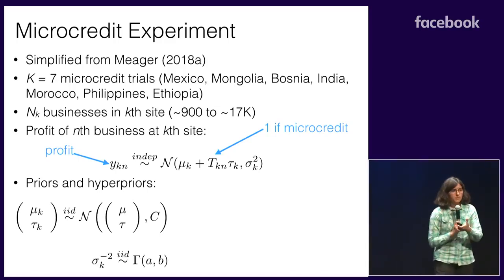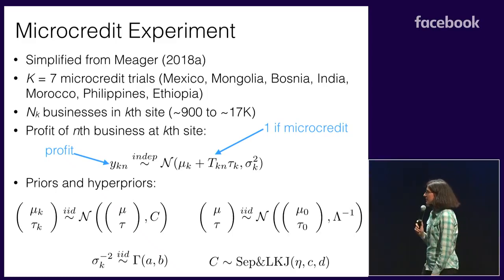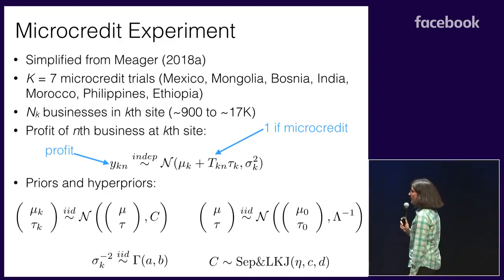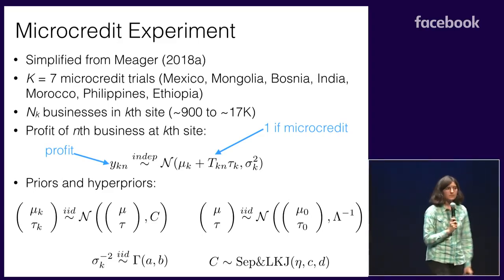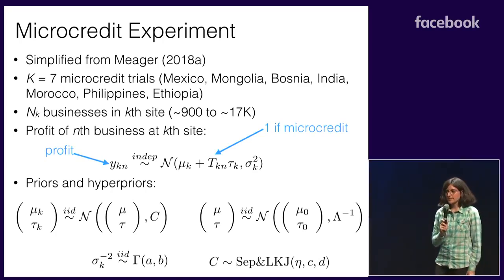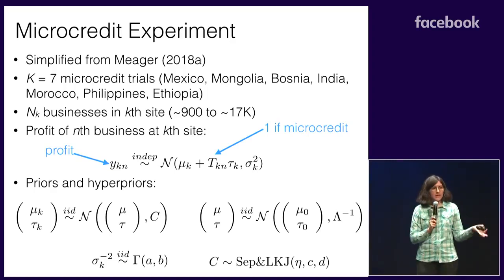Okay, so we put on some other priors. This is a conjugate prior for sigma squared, the inverse gamma prior. We put a normal prior on mu and tau. C is a covariance matrix, and so the conjugate prior is inverse Wishart. But another choice that happens to have some nice properties is the separation and LKJ prior, so we can put that here. Okay, the point is what we have here is a model.